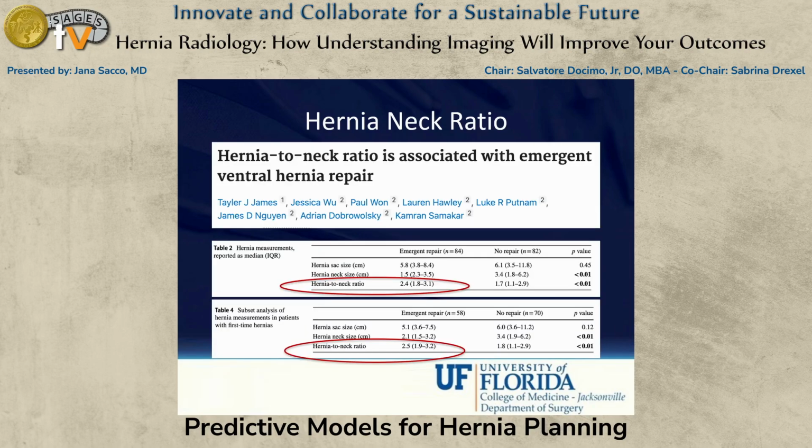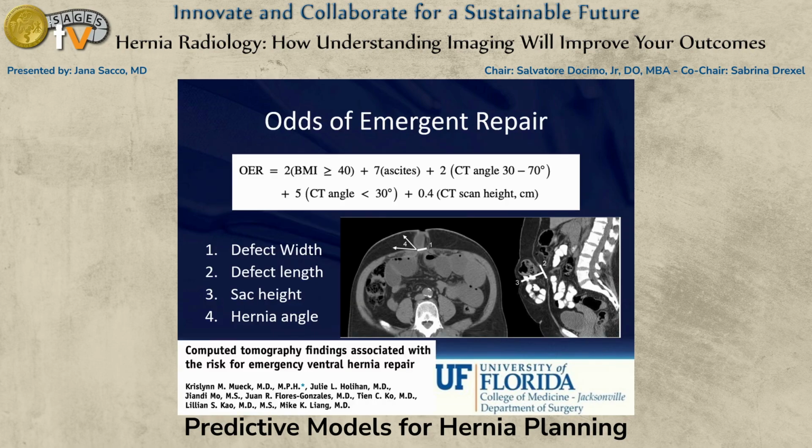While we're looking at our CTs, again, you can see that they looked at primary hernias as well as incisional hernias, and they looked at 2.4 and 2.5 as the cutoff for that ratio and needing an emergent repair. And if you really like math, you can use this extremely complex formula. I'm not sure how many of us are gonna do this when we have 30 patients in our clinic, but I think it's important to look in and see. So this is the odds of the emergent repair ratio.